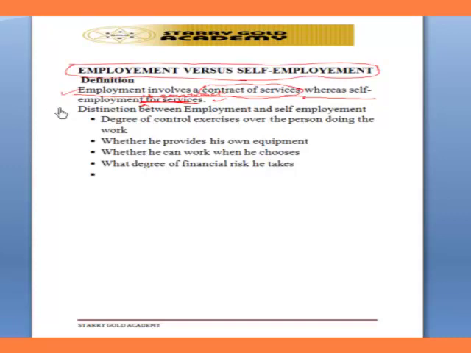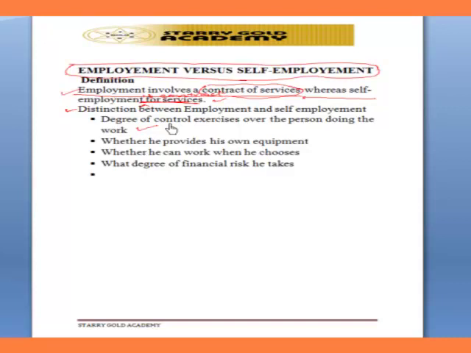Now, let's look at the difference or the distinction between employment and self-employment in details. And we'll be looking at that under 1. The degree of control exercised over the person doing the work. This is a factor that determines whether a relationship is that of employment, or employer-employee relationship, or a relationship of a supplier or a contractor and a client. Now, in the case of employment, your employer has absolute control over you as the employee.